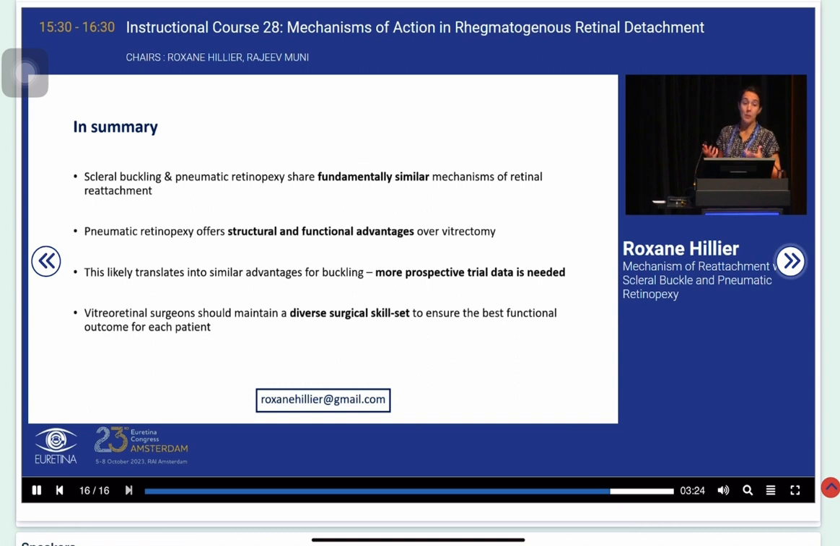To summarize, buckling and pneumatic retinopexy share fundamentally similar mechanisms of action and may share the same advantages over vitrectomy. And this really means that while we gather more data, we as surgeons should be maintaining a very diverse skill set to make sure we give our patients the best functional outcomes.